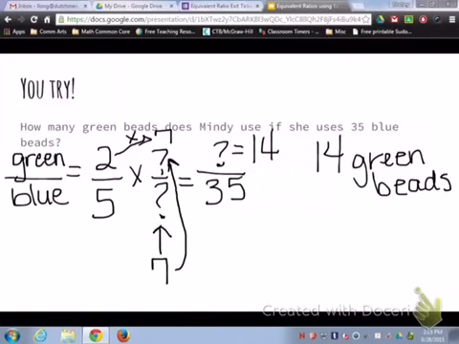Alright, so here you go, you can see. We need to start with our green beads on top and our blue beads on bottom when we start with our first term, so 2/5. Then we need to figure out how we can get from 2/5 to a bottom number of blue beads being 35. So as you can see, I figured out what times 5 gives us 35. Well, it's 7. So then I take that 7 and I multiply the top. 2 times 7 gives me 14. So you need 14 green beads to use 35 blue beads.